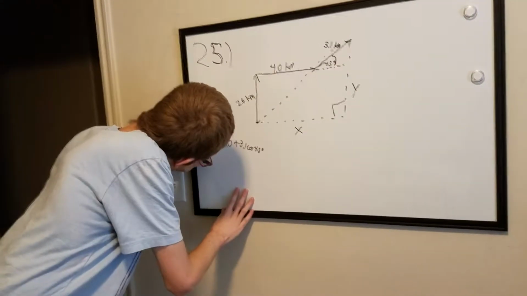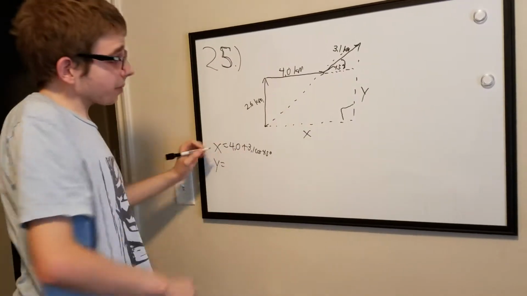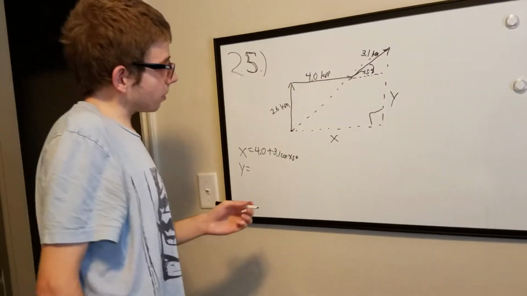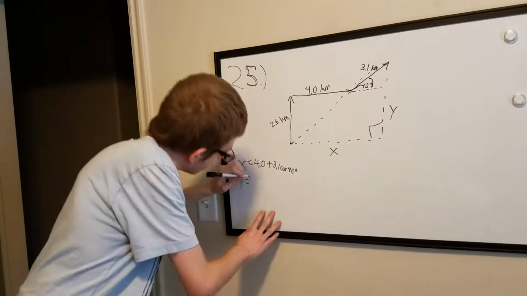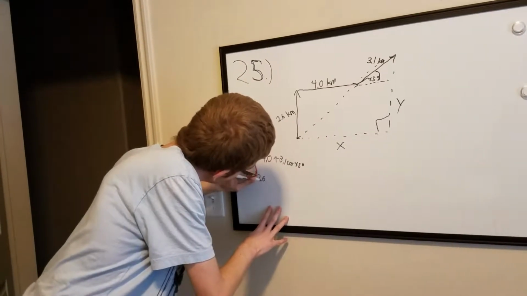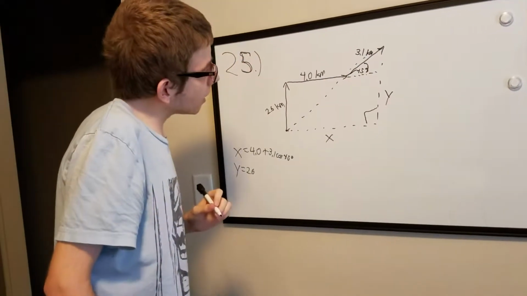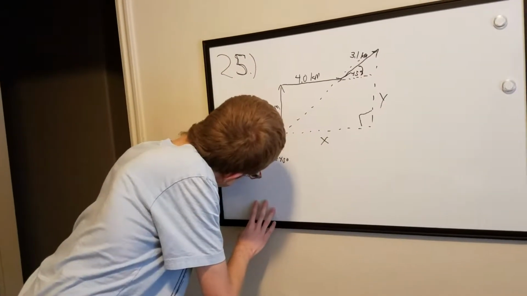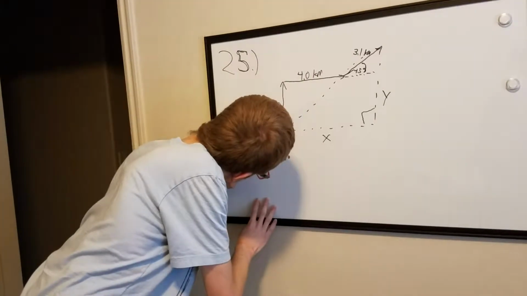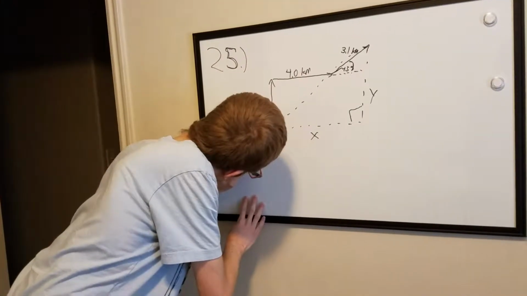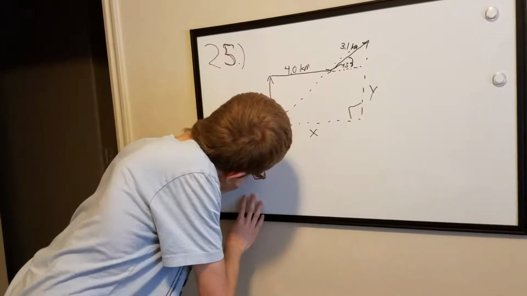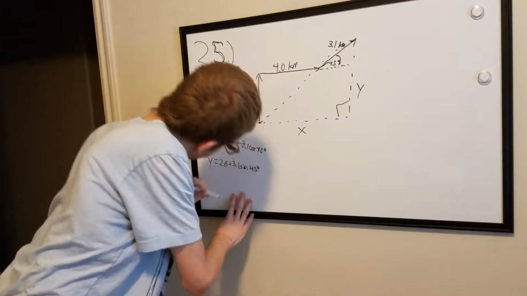And then we have to find side y. Side y is pretty easy to figure out as well. Side y is 2.6 kilometers, and then we have to add this side right here of this little triangle, and that should equal 3.1 times the sine of 45 degrees.